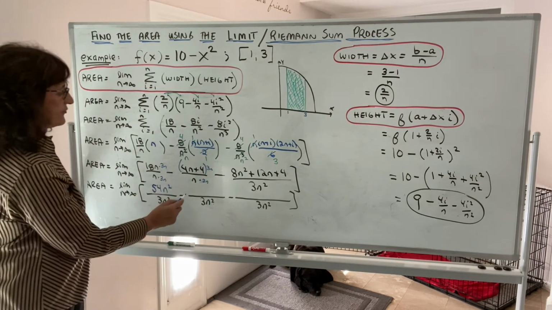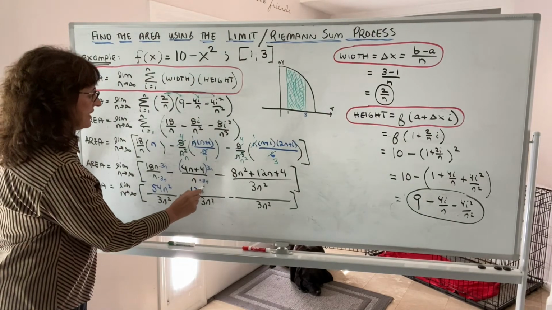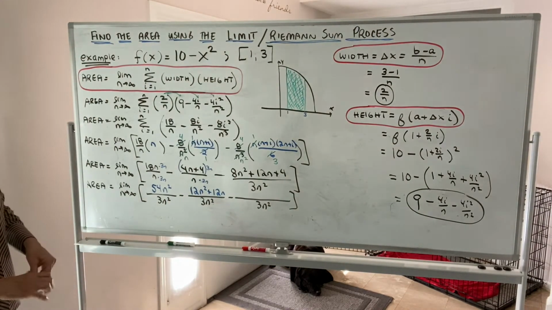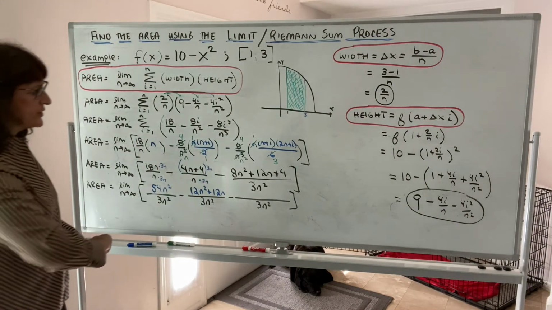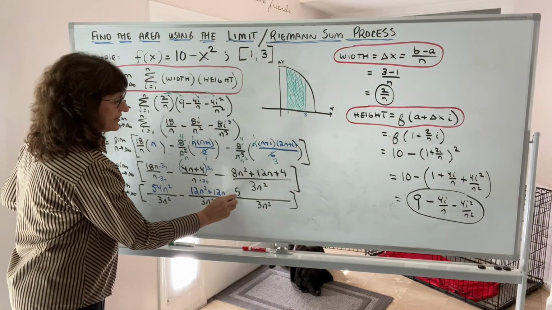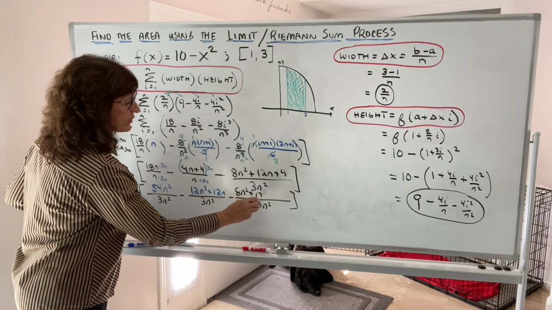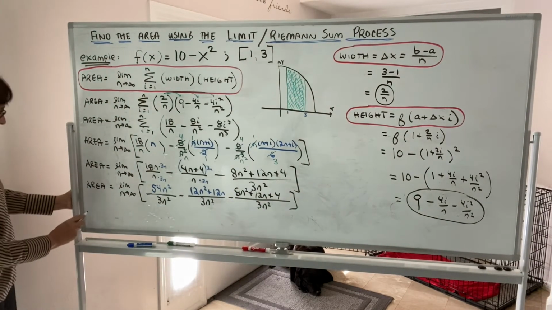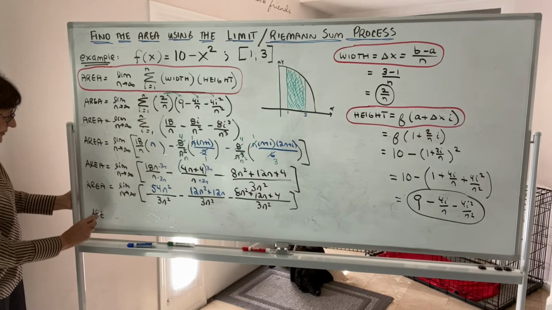Now distribute. So 3n times 4n, so you've got 12n squared plus 12n here. Okay, and then this term here, we have the 3, we have the n squared, so just bring down the numerator. So 8n squared plus 12n plus 4. All right. Now that we have a common denominator, let's go ahead and keep the denominator and combine our numerators.